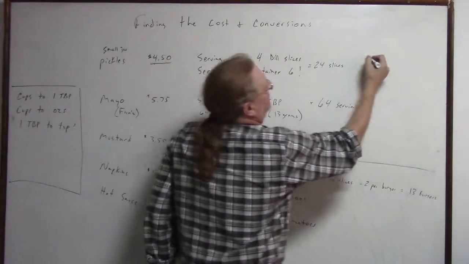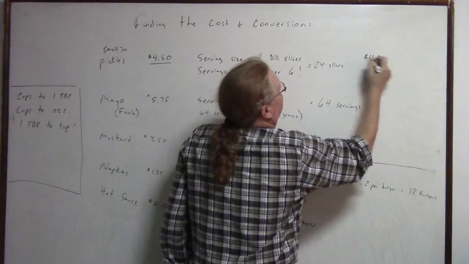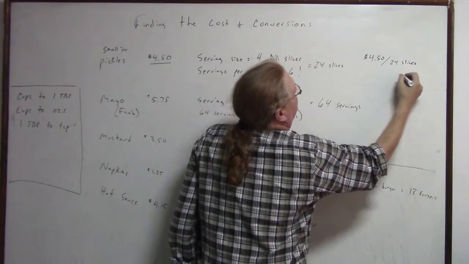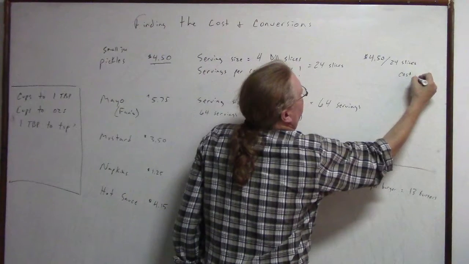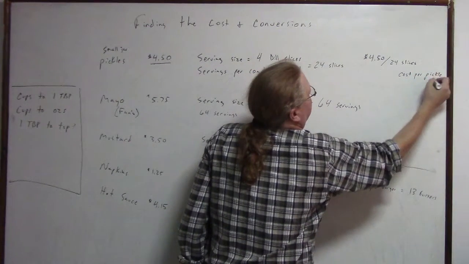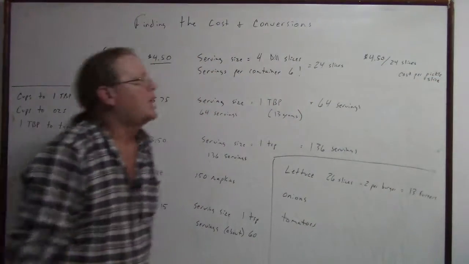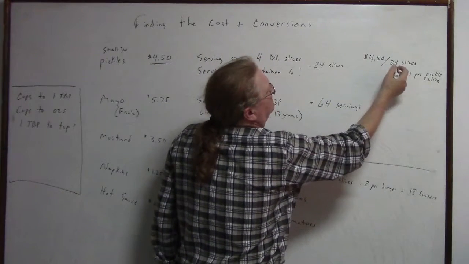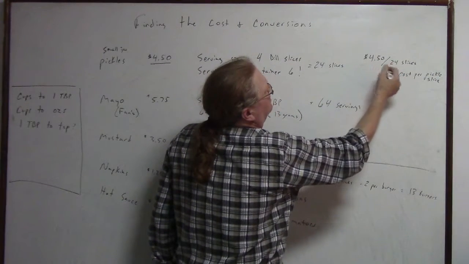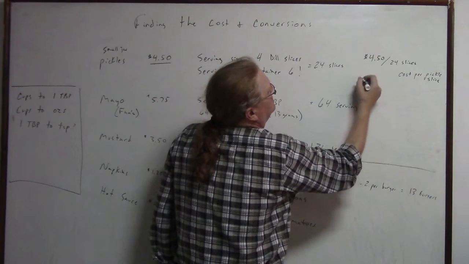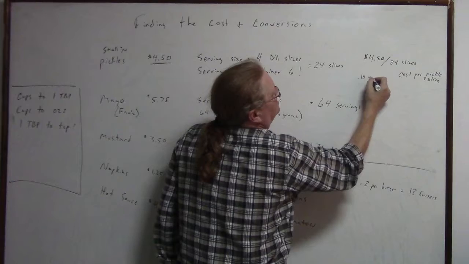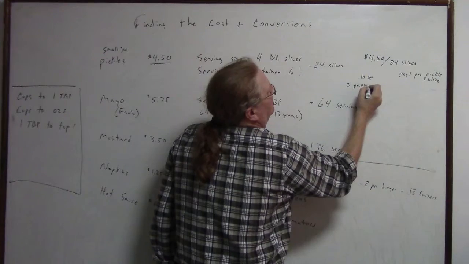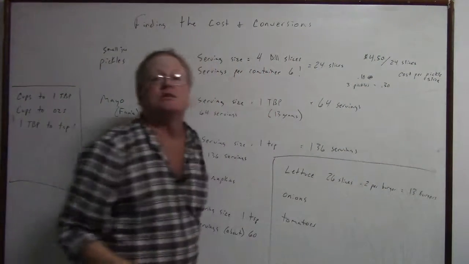If we take the $4.50 and divide it by 24 slices, we will find out how much the cost is per pickle slice, or chip. That's expensive, man. We'll just say it's 10 cents each. And then your burger calls for 3 pickles. That would mean that the pickles cost 30 cents for the burger.